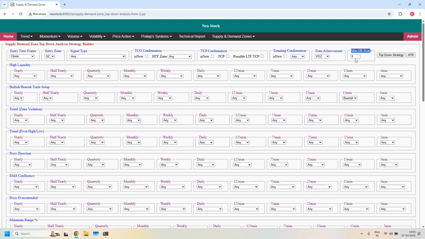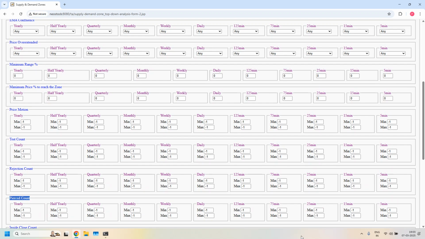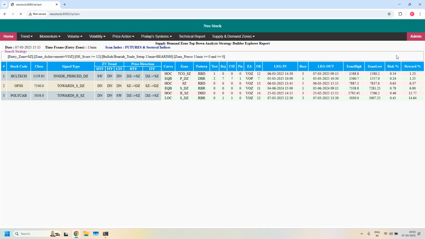Next filter, 15 minutes odd enhanced score should always be 12. Minimum value should be 12. And the third filter, 15 minute supply zone should not be pierced. So in the pierced count parameter at 15 minutes time frame, I am setting minimum value 0 and maximum value 0. That means 15 minute supply zone should not be pierced. With these filters, we got 3 stocks.